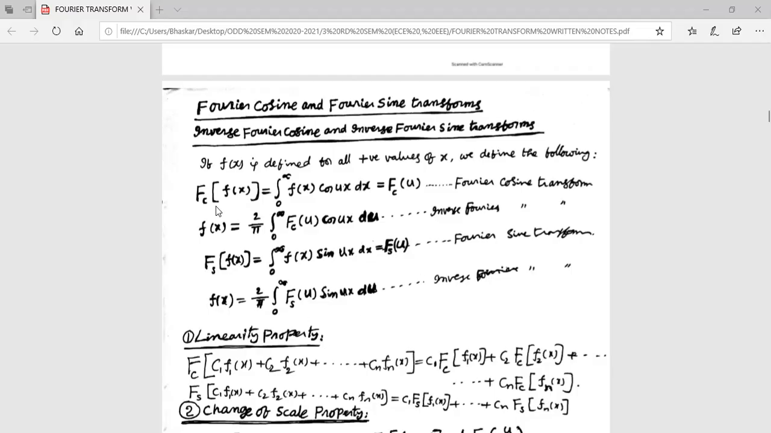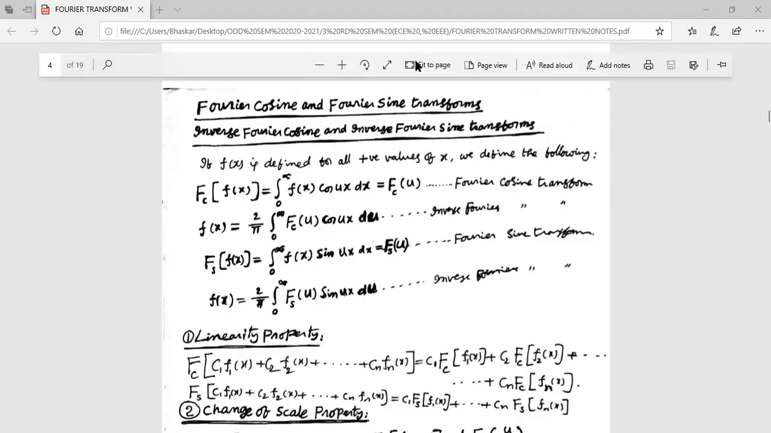The Fourier cosine transform of f of x is equal to the integral from 0 to infinity of f of x cos ux dx. The inverse Fourier cosine transform, where f of x comes outside, is 2 by pi into the integral from 0 to infinity of fc of u cos ux du. At the same time, the Fourier sine transform is the same thing: the integral from 0 to infinity of f of x sine ux dx. The inverse Fourier sine transform, where f of x comes outside, becomes 2 by pi into the integral from 0 to infinity of fs of u sine ux du.